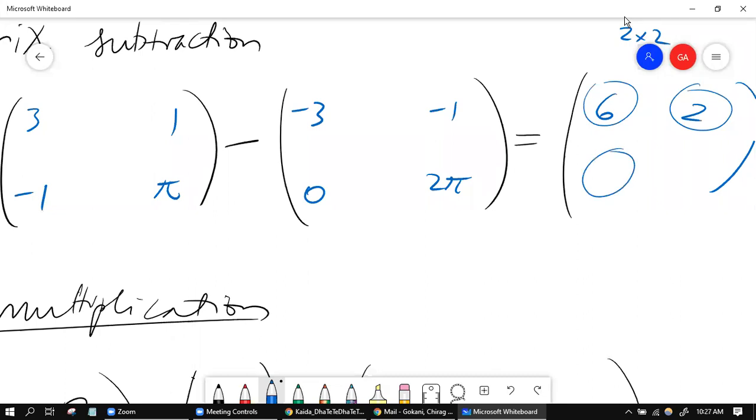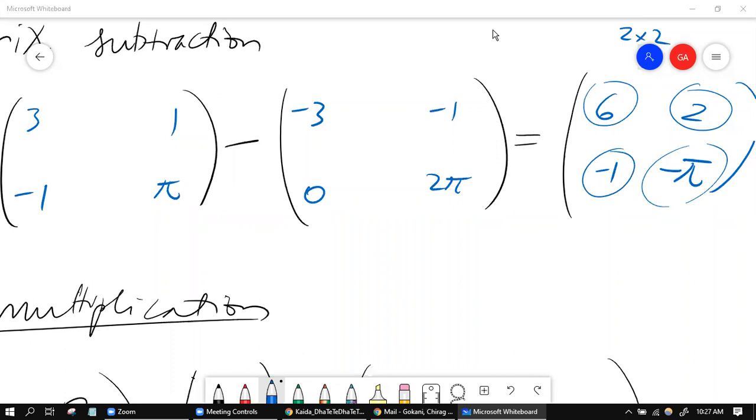Negative 1. Negative 1. Yes. And what's the last element? Negative pi, because pi minus 2 pi is negative pi. And Alexis said 3 by 3. I don't know what you mean, because we're dealing with 2 by 2 matrices here.